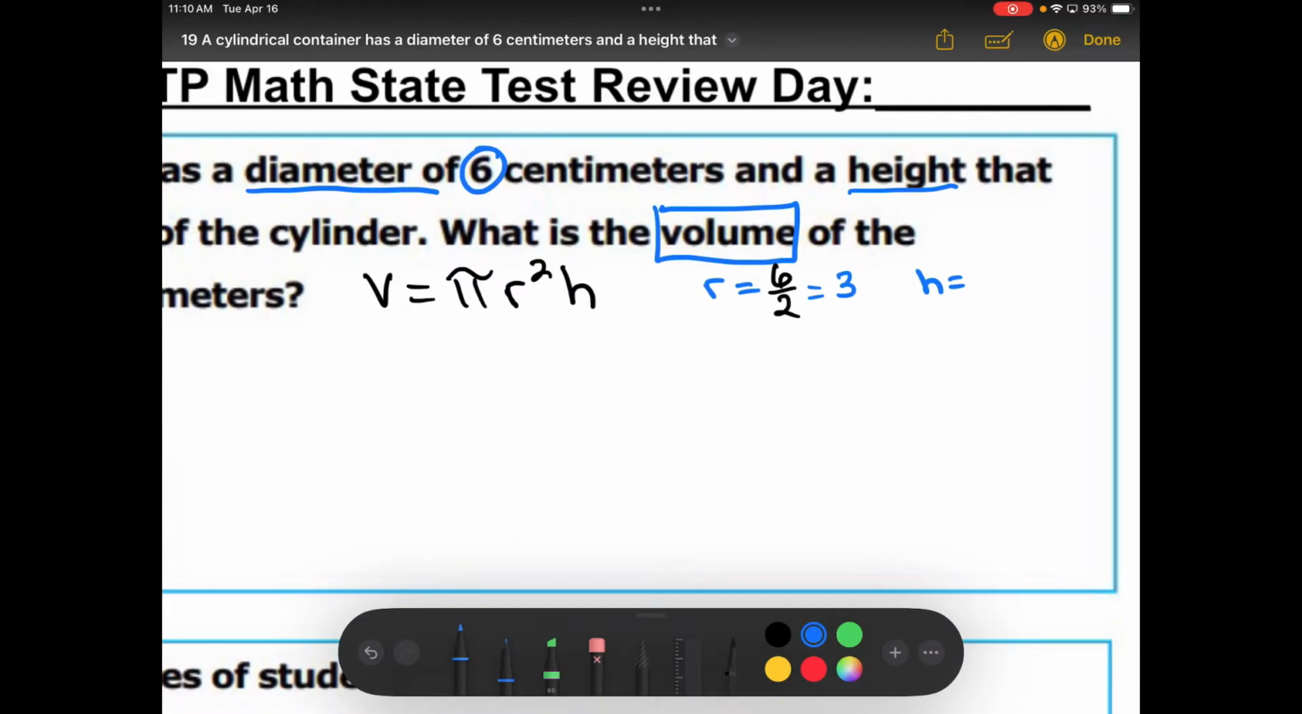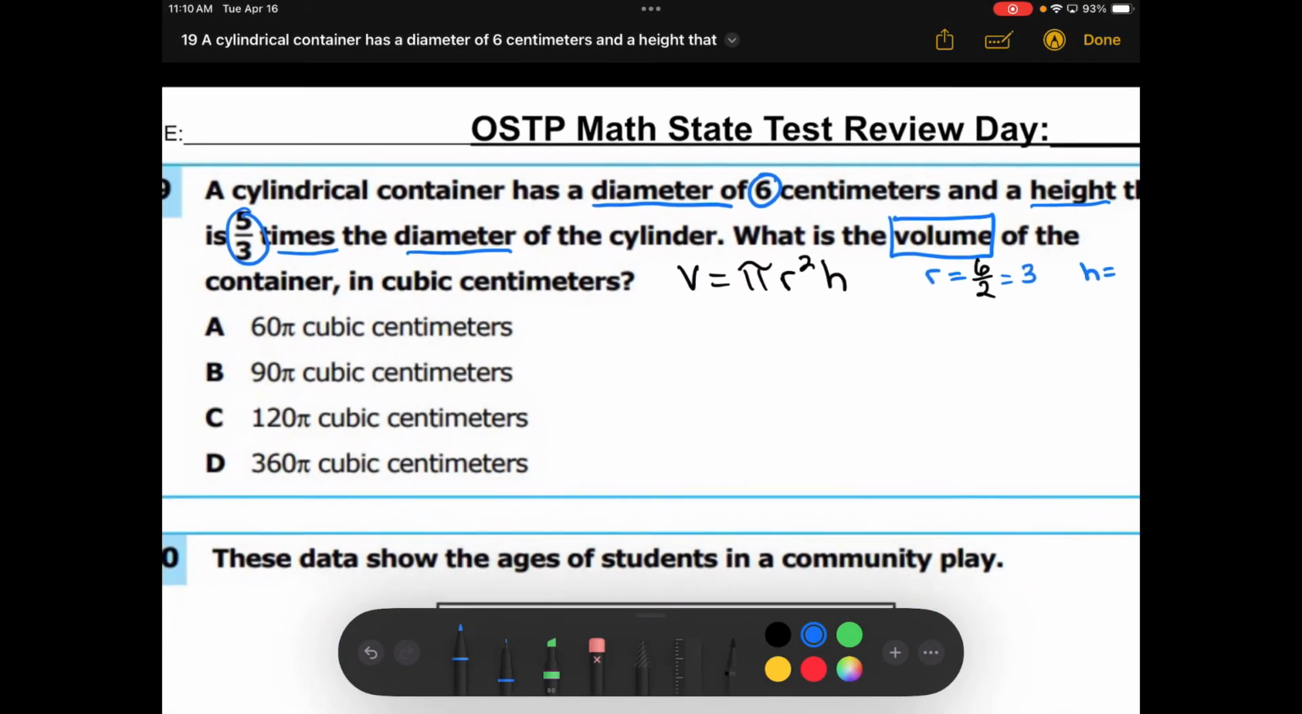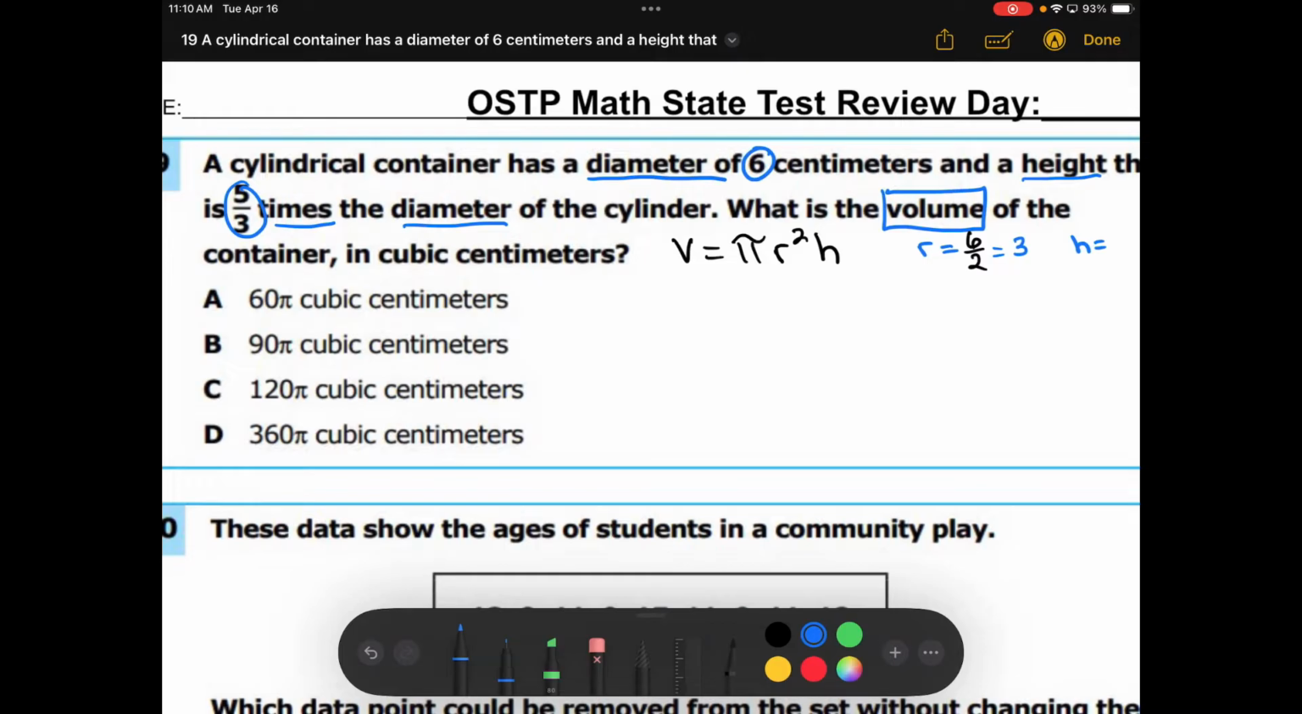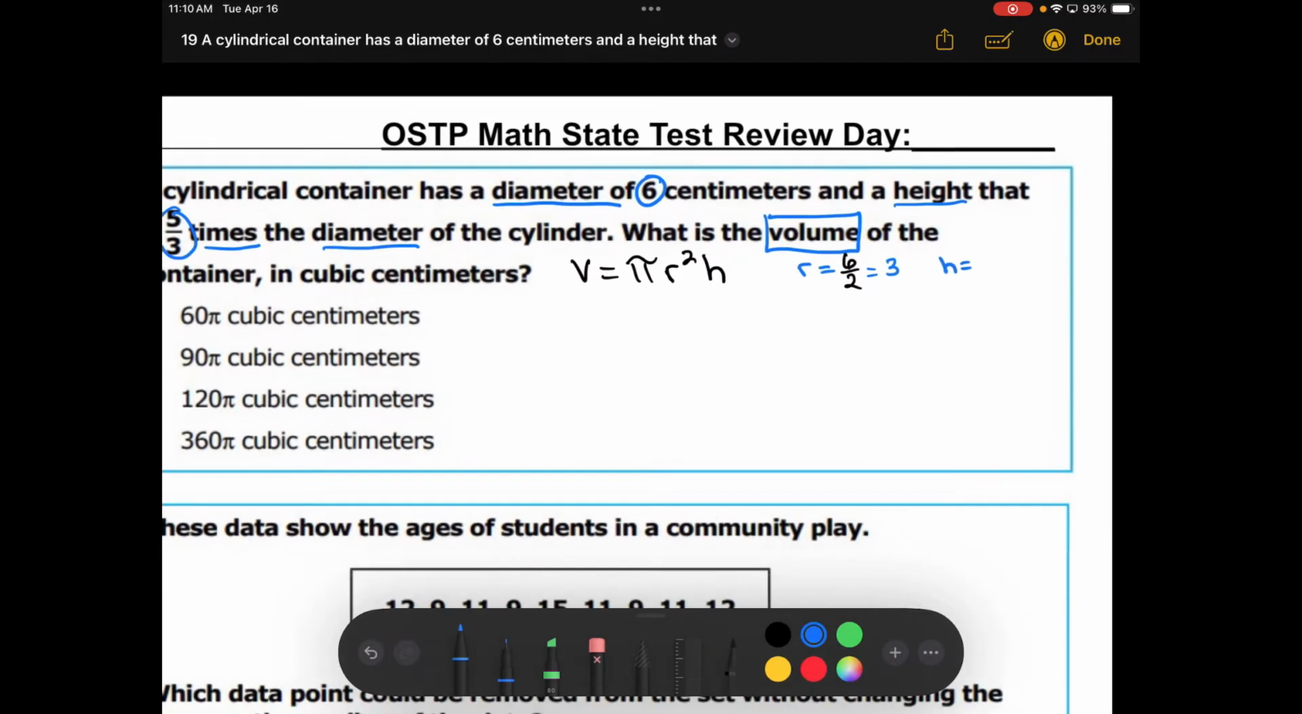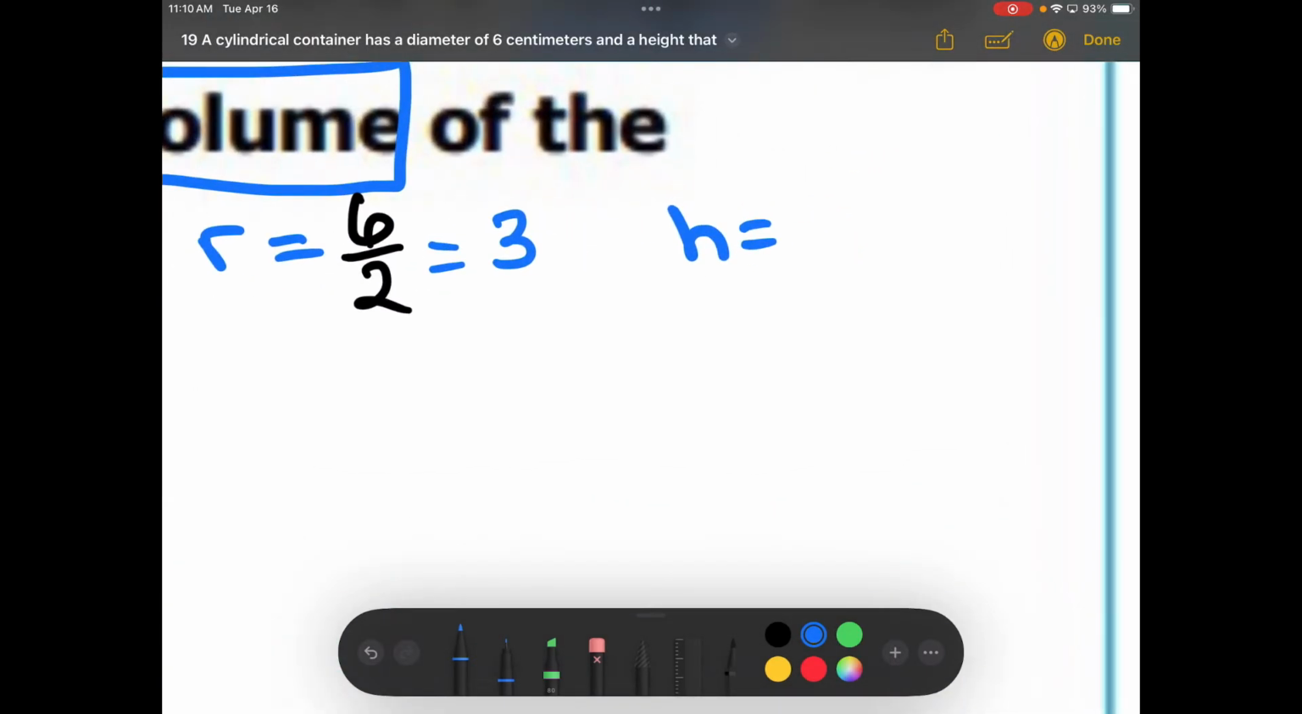Now it doesn't directly give you the number for the height. It says the height is 5/3 times. What does that mean? Add, subtract, multiply. Multiply times the diameter. So let's write it exactly what it says. 5/3 times the diameter. What is the diameter? Very good. And you are going to go ahead and multiply that.